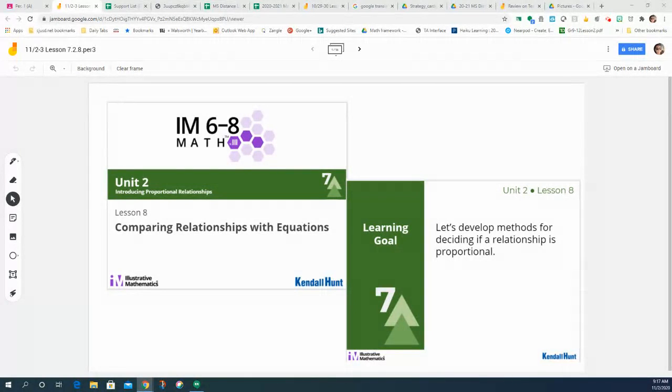So today we're going to talk about comparing relationships with equations. We're going to develop methods for deciding if a relationship is proportional. We're just building on from last week. I'm not going to spend time on the warm-up right this minute because I don't have the ability to stop and pause, so we'll save the warm-up for a different day.